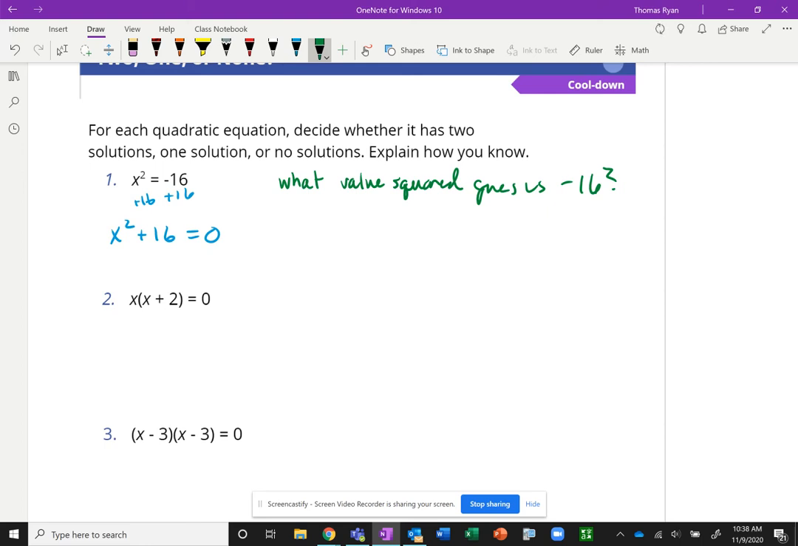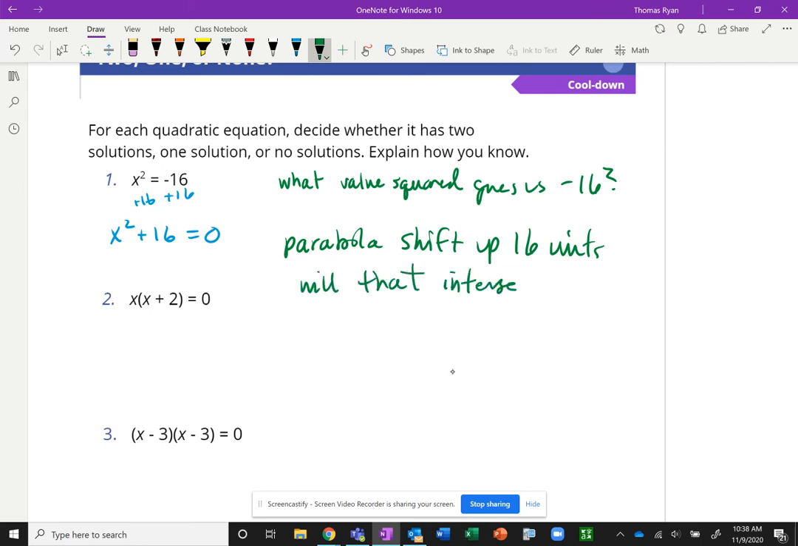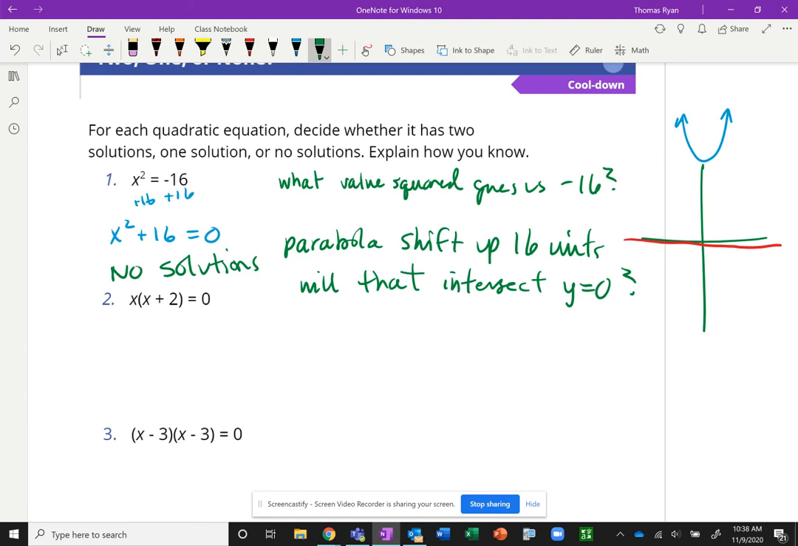So once again, what we're looking at is, if this is a graph, this is a parabola that is shifted up 16 units. Will that intersect the line y equals 0? Absolutely not, right? You could just do a quick sketch of this. This parabola is going to be way up here at 16, and here's the line y equals 0. No way that's going to intersect. No solutions. Either you thought it through and you knew that no value squared can give you a negative 16, or you looked at it from the graph.